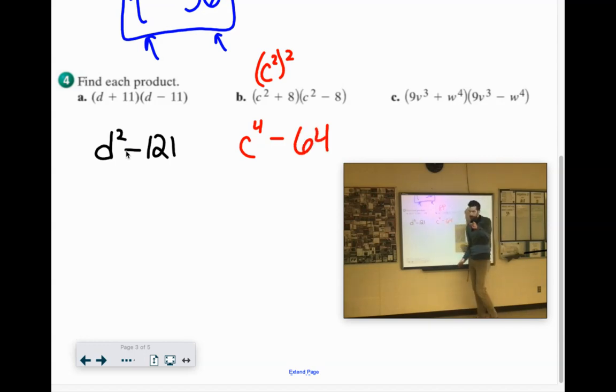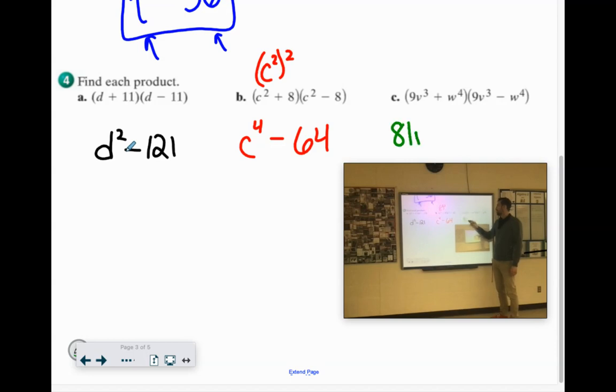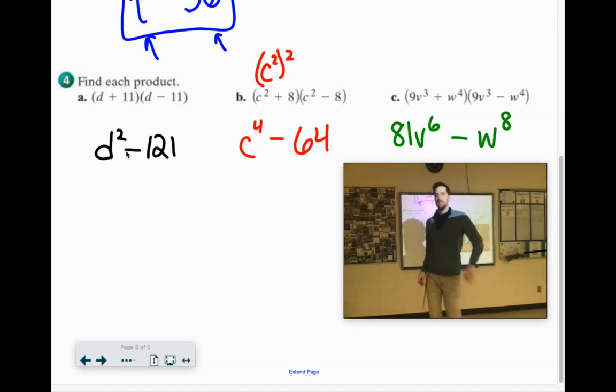Last one, and then you're going to try some on your own. Square the first term. 9v to the third times 9v to the third would be 81v to the sixth. Always put minus. W to the fourth times W to the fourth, W to the eighth. You did it. Try out a few.